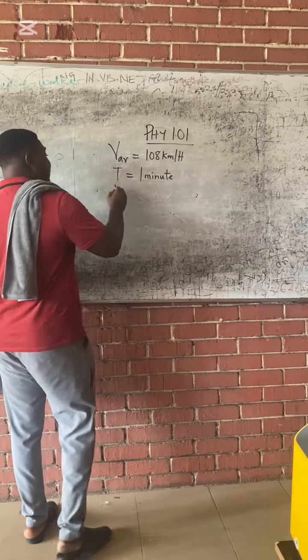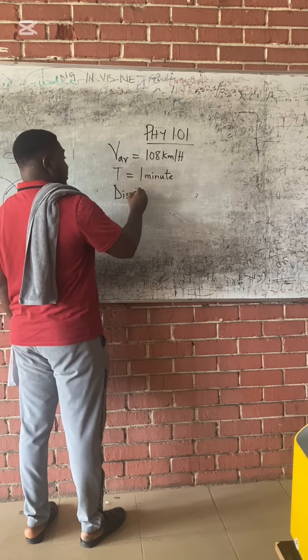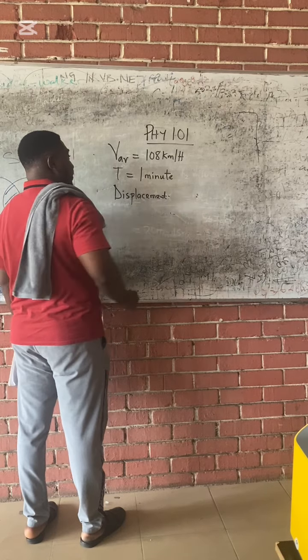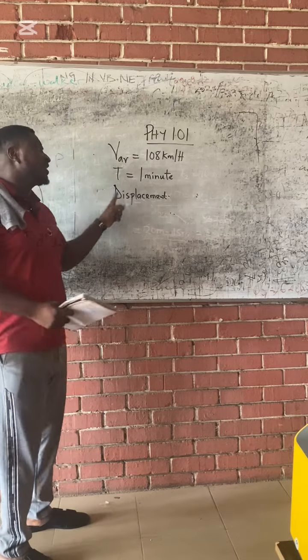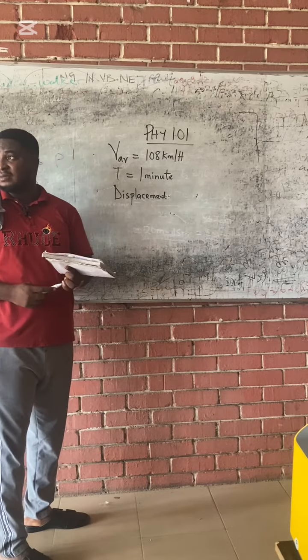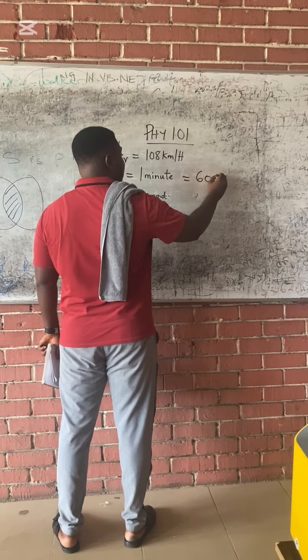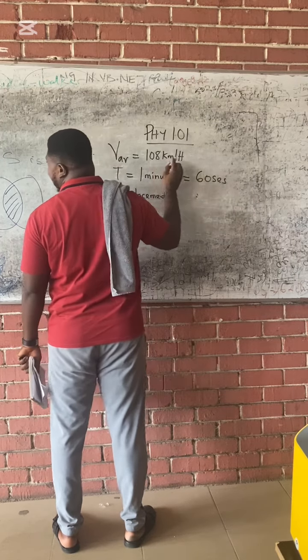Class, how far means displacement. The question said how far? Displacement. We know the average velocity equals total displacement all over the time interval of 1 minute. Class, 1 minute is equivalent to 60 seconds. Are we correct? We must change this kilometer per hour to meter per second.